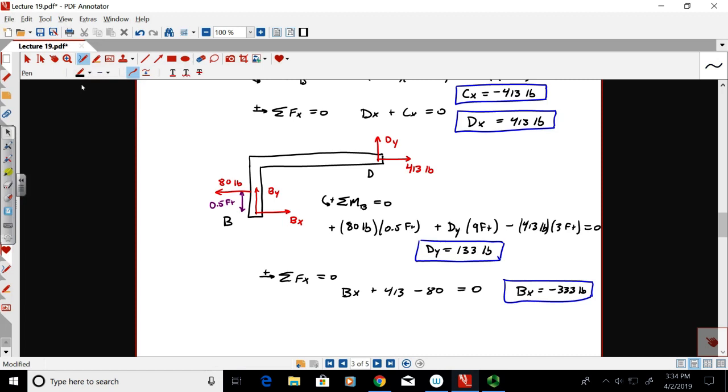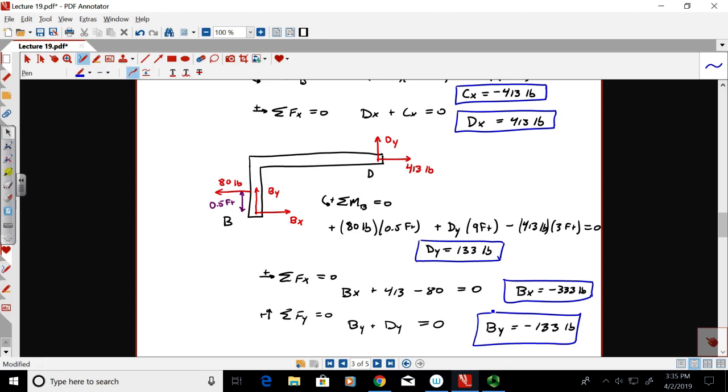And finally, I can write out this one. Sum of the forces in the y direction equals 0, up being positive. That's going to be by plus dy, right? Equals 0. So by is just minus 133, because if dy is 133, by is equal to minus 133 pounds. So now I got all the answers. All I had to do was analyze two different pieces.